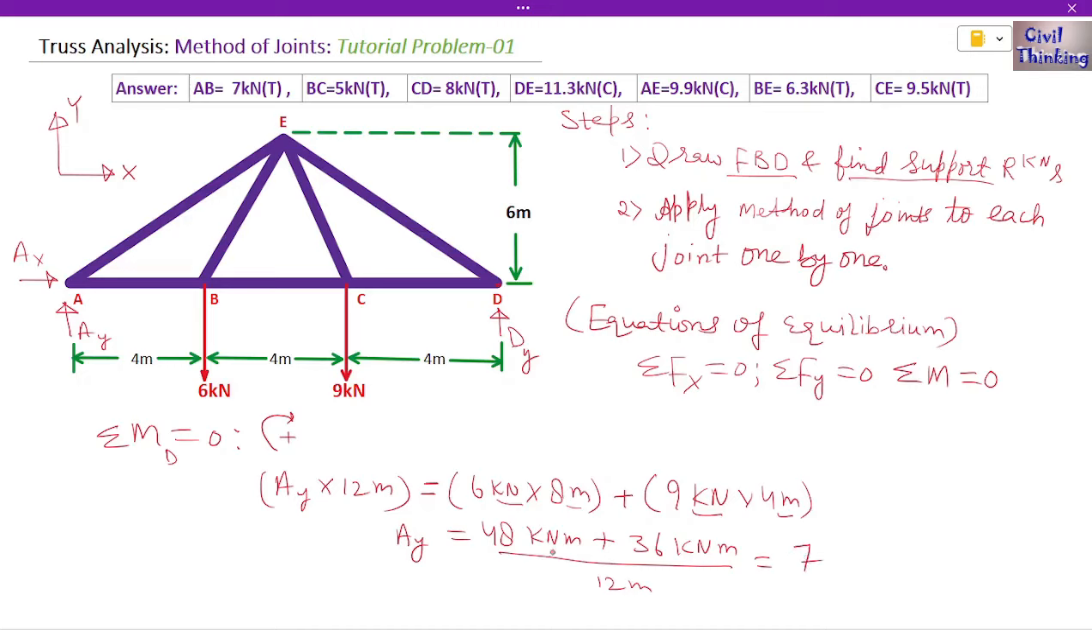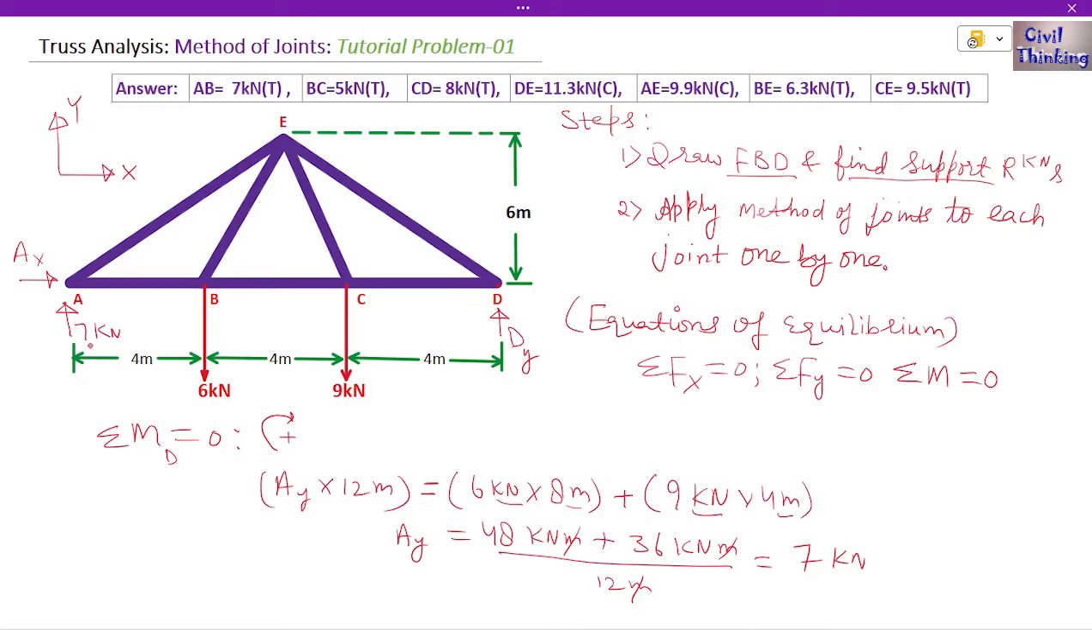Now let us talk about units. This is kilonewton meter, this is kilonewton meter, so the numerator is in kilonewton meter. The denominator is in meter, so meter and meter will cancel out, so we are left with kilonewton. So 7 kilonewton is the support reaction AY. Since we get a positive value, it means the support reaction at A is actually upwards.